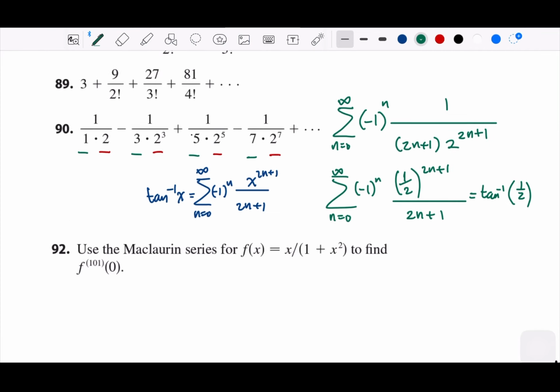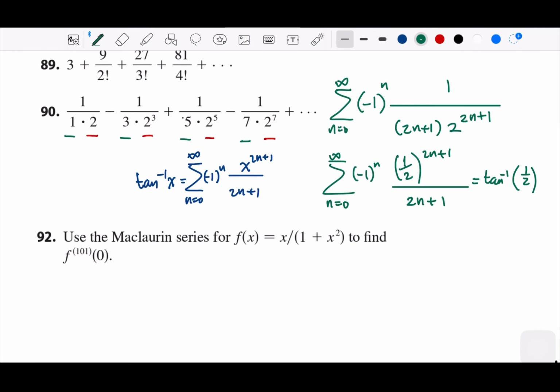Okay, and let's try number 92. So it has the function x over 1 plus x squared, and we need to determine the derivative of f, 101 times, at x equals 0.